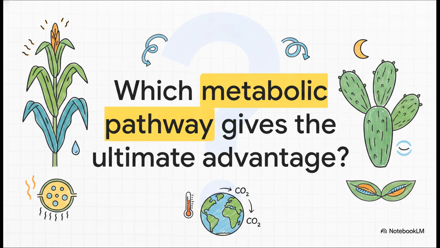As we wrap up this explainer, I want to leave you with a macro-level ecological thought. We've just seen how C4 and CAM plants evolved specifically to counter the flaws of Rubisco under high heat and low water. So, as global temperatures continue to rise, altering the solubility of atmospheric CO2 and increasing heat stress, which of these intricate metabolic pathways do you think will dictate the future survival of our planet's vegetation?